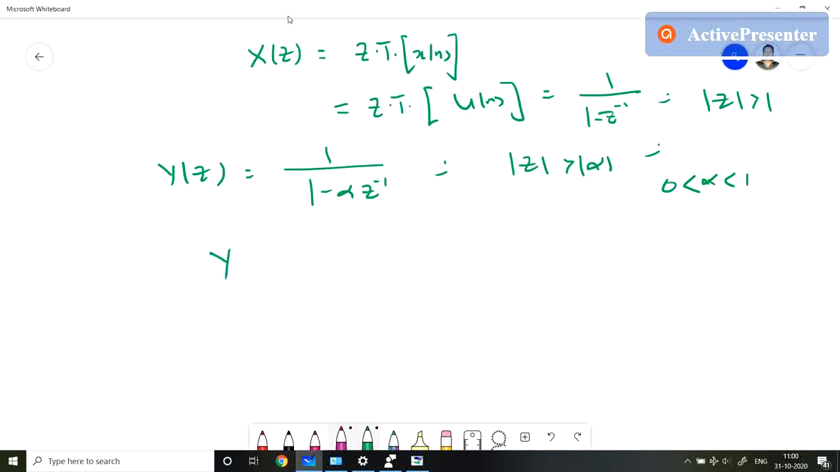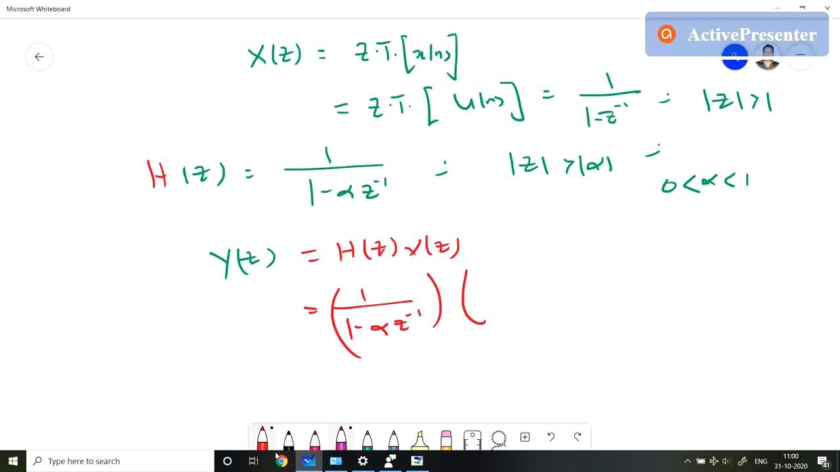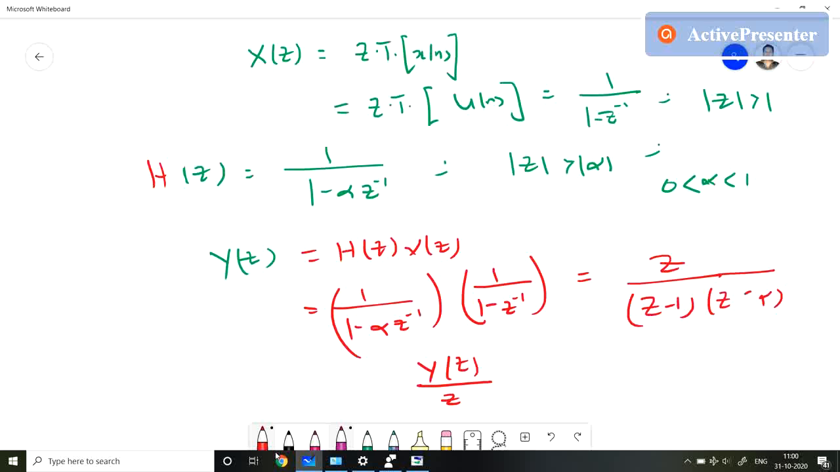Now what is Y(z)? This is X(z), of course. So Y(z) is H(z) multiplied by X(z), where H(z) is 1 divided by 1 minus alpha z inverse, and X(z) is 1 divided by 1 minus z inverse. So we can write it in this form: z squared divided by (z minus 1)(z minus alpha), and further we can find Y(z) by z for the partial fraction analysis.